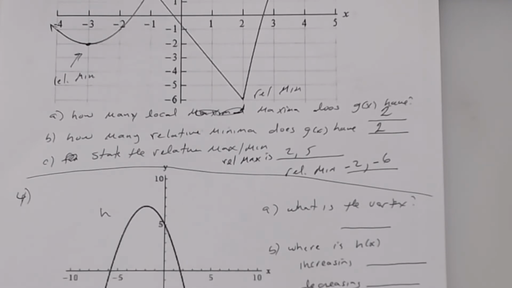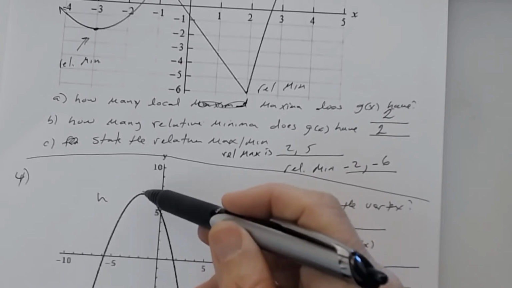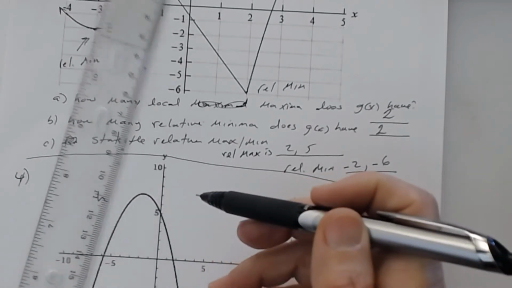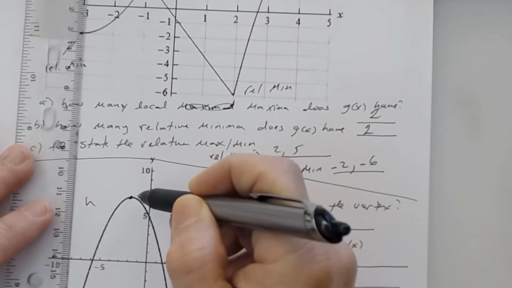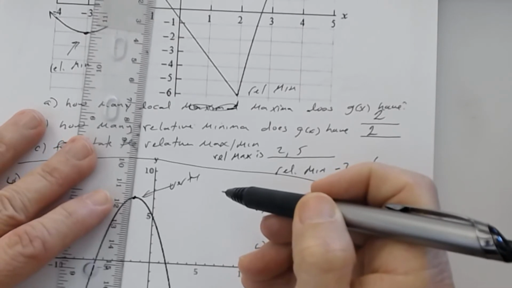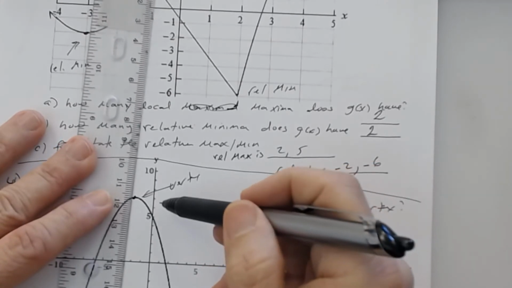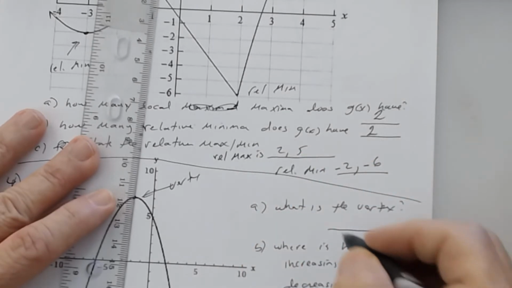Look at number 4. What is the vertex of number 4? There are no grid lines, so just estimate. So let's see. Here's the vertex right here, right? That's a vertex. So -2.7. Okay, yeah, that's fine. We can go with -2.7.